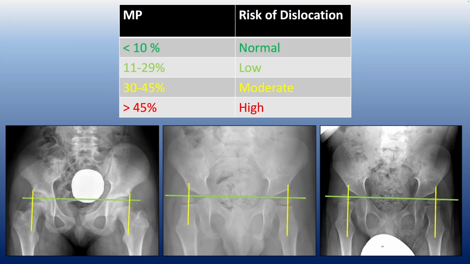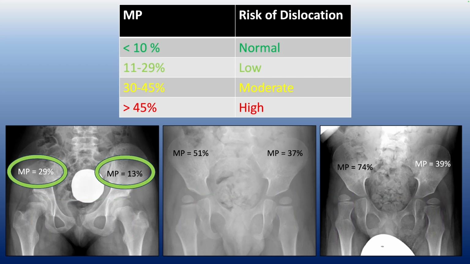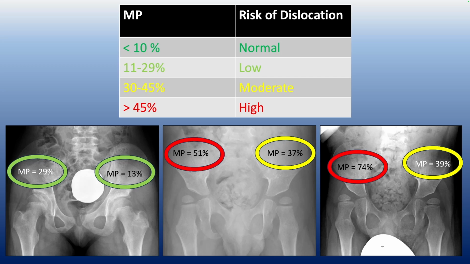While migration percentage in a normal hip is typically less than 10%, a migration percentage of less than 30 has a low risk of progression to hip dislocation. A migration percentage of 30 to 45 represents a subluxated hip and a moderate risk for progression to hip dislocation, while a migration percentage of greater than 45 is a very subluxated hip with high risk of dislocation, or the hip may be dislocated already. Due to measurement variability for migration percentage, it is important to monitor for changes over time, particularly in borderline cases.